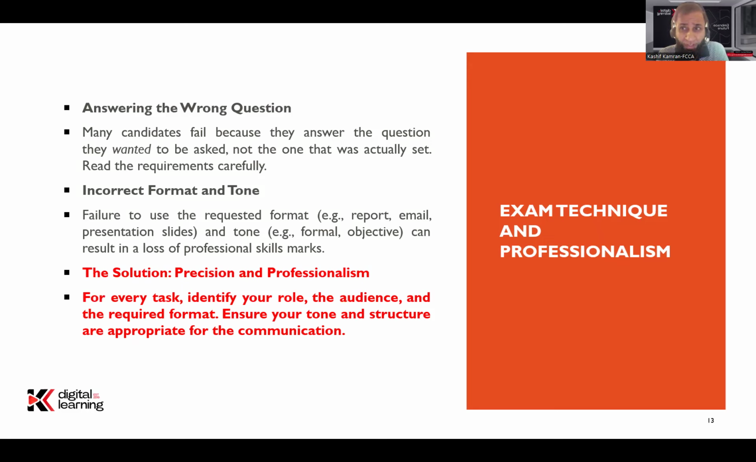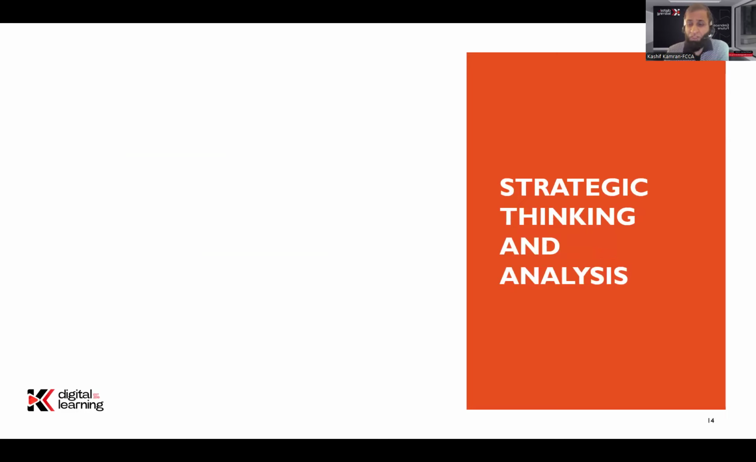Ensure that your tone is formal. You are objectively analyzing the information given. You are critically evaluating the information given with all the pros and cons, and ensure that your structure of communication is adequate. Number three problem: strategic thinking and analysis.